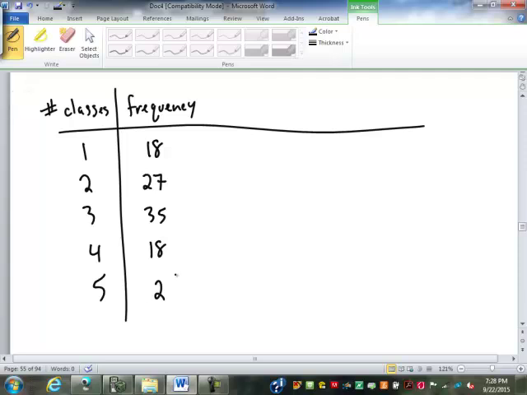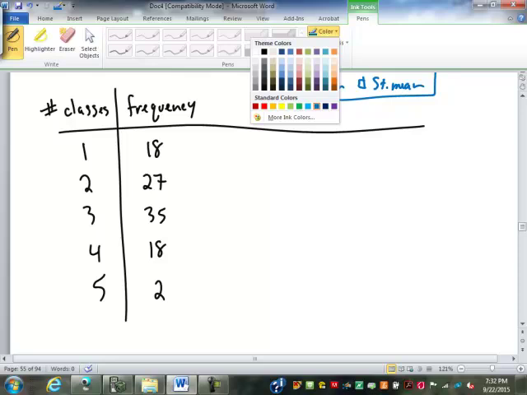What's that? Yeah, it all depends. They might be 1 or 2 credit classes. Who knows? So anyway, what I want you to do off of this set of numbers is find the mean and the standard deviation for me. Let's see if you can remember how to do that off of a data table like this.